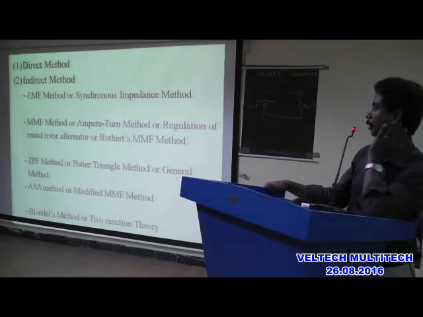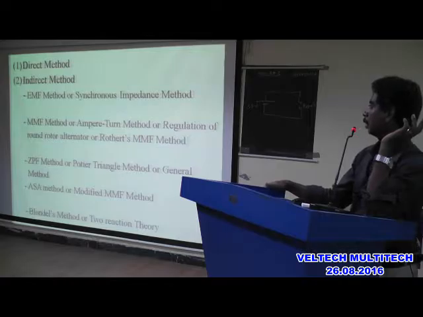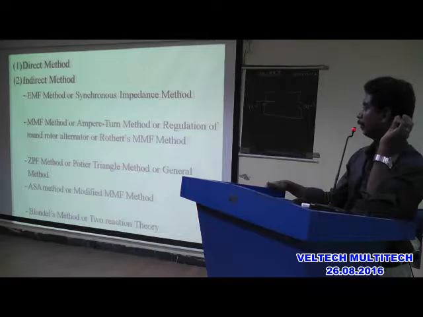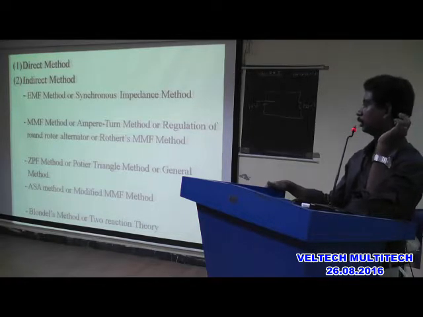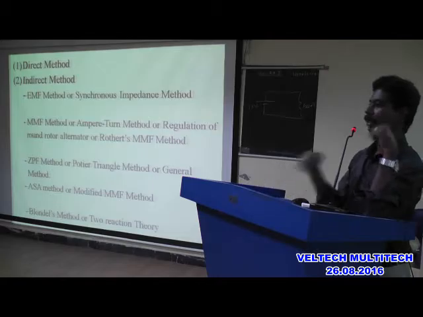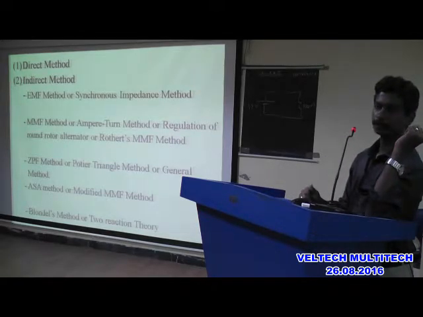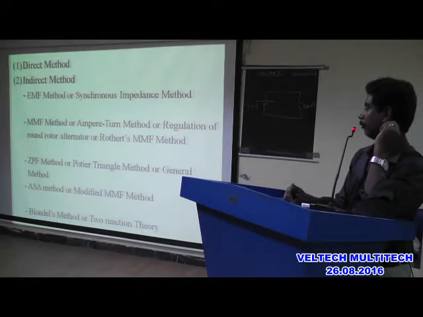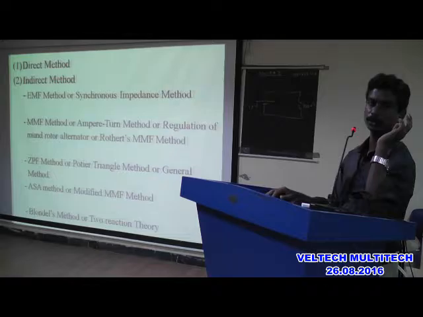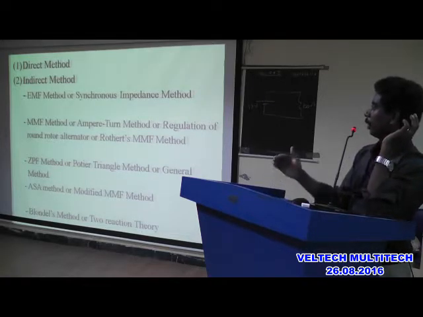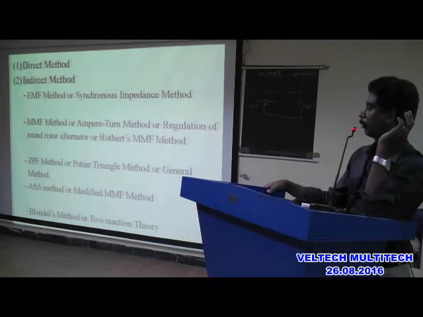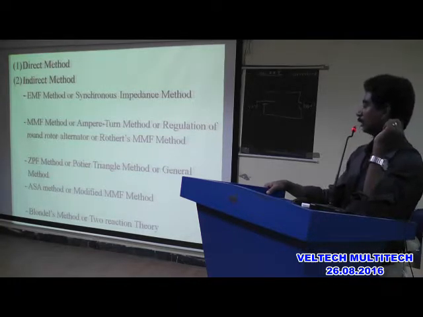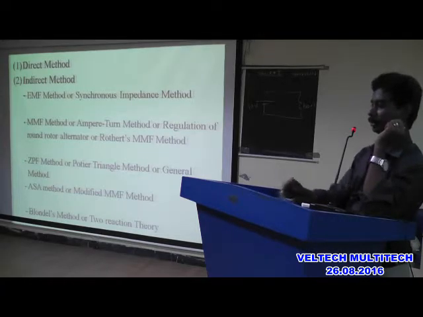Then another one is MMF method. It is also called the ampere turn method, or regulation of round rotor alternator, or rotor's MMF method. Then the third method is the ZPF method, or Potier triangle method, or general method. In ZPF method we are constructing the Potier triangle. That is why this is called Potier triangle method. The ASA method is also called the MMF method. ASA, American Standard Association method. EMF, electromotive force, magnetomotive force. Then ZPF, zero power factor. Then Blondel's method or two reaction theory, sometimes referred to as slip test.